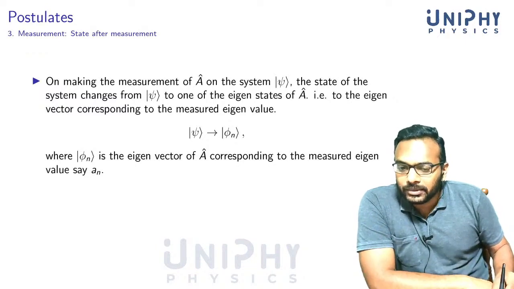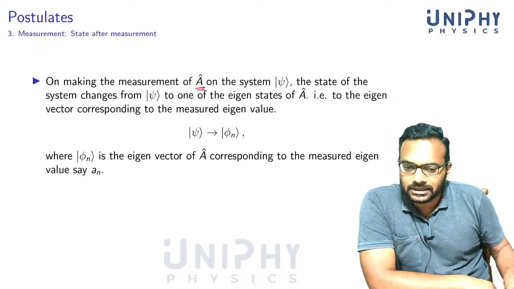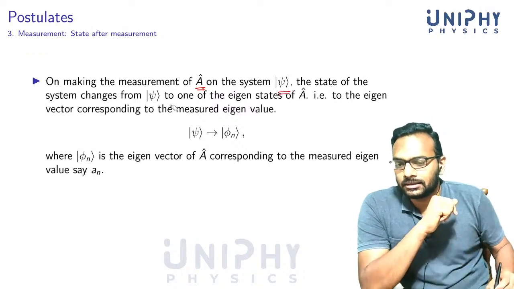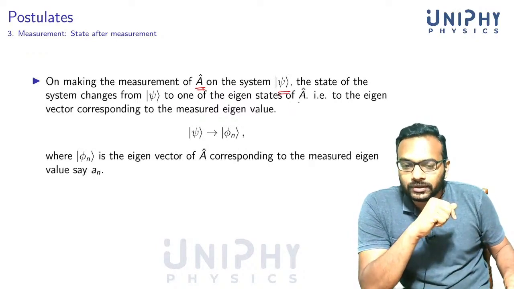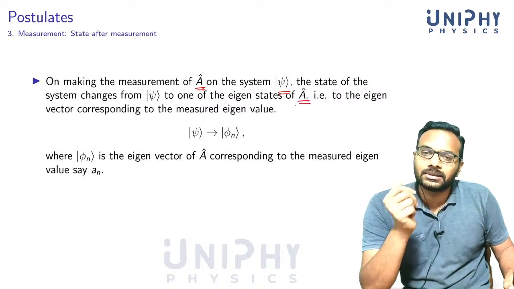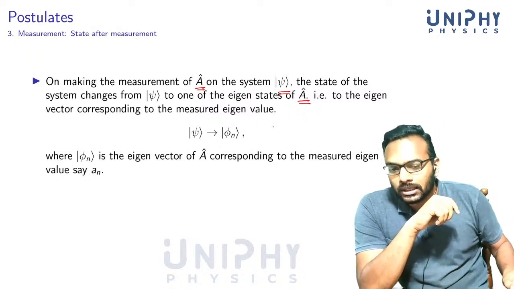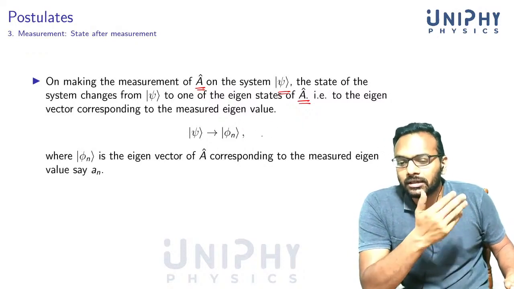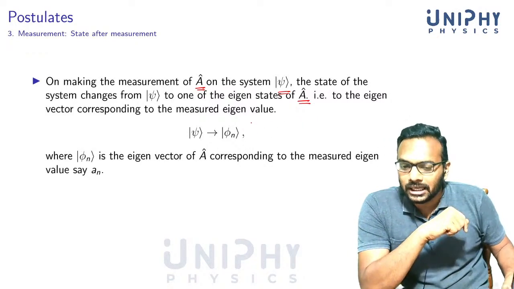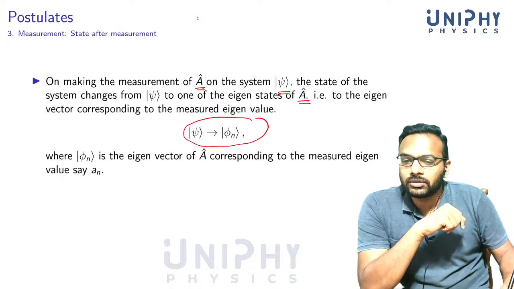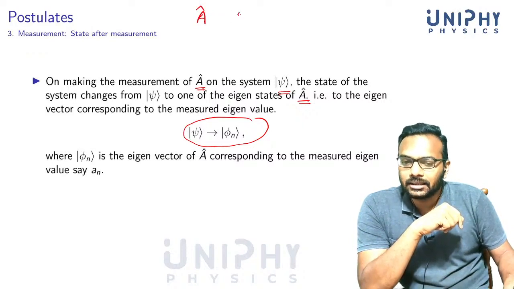On making the measurement of A on the system psi, the system changes from psi to one of the eigenvectors of A. So which eigenvector? The eigenvector corresponding to the measured eigenvalue. Suppose you make a measurement of an observable A cap on the state psi.